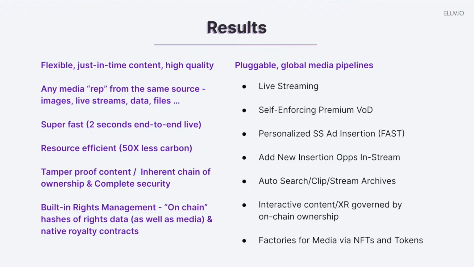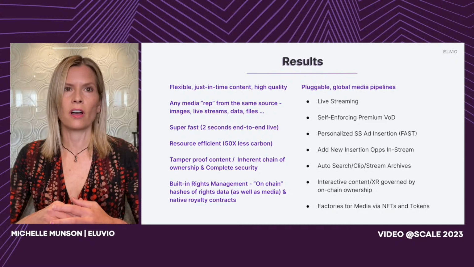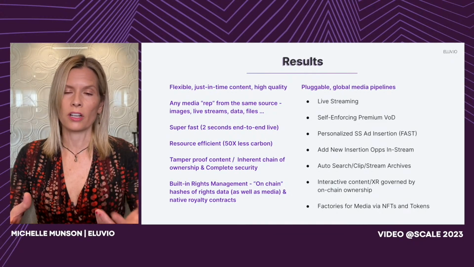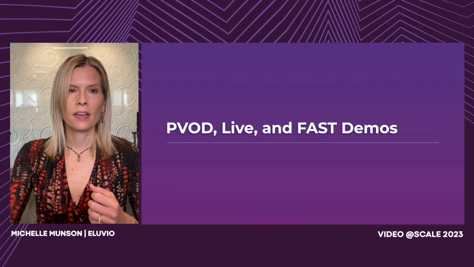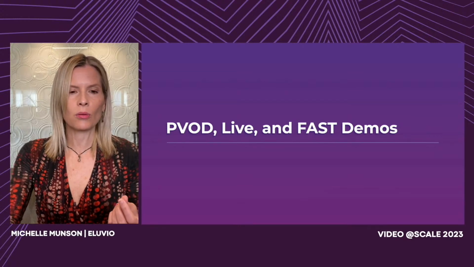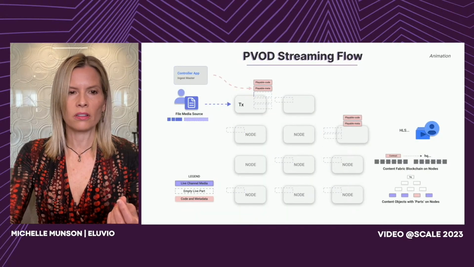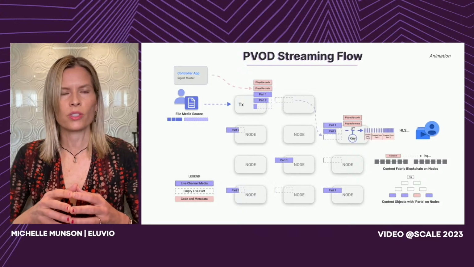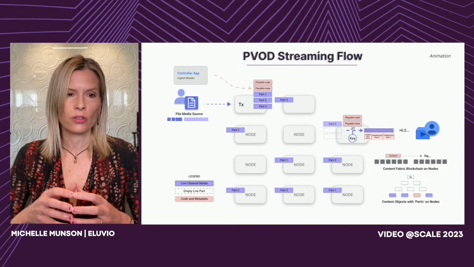What are the results? Well, you can use this for live streaming, for VOD, you can use it for server-side ad insertion, you can use it for automatic search and clip generation, you can use it for interactive content, and you can also use it for building factories of media tied to on-chain ownership. Now I'm going to show a few demos of this, and I want to just start with an animation that will let you see how this works in practice for publishing VOD content.